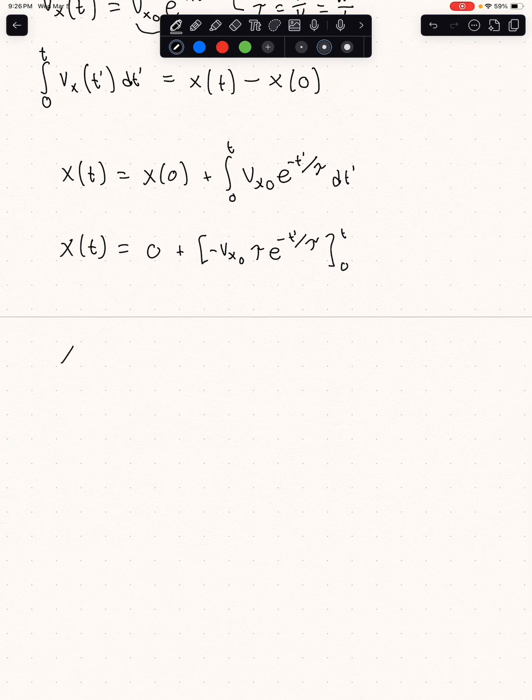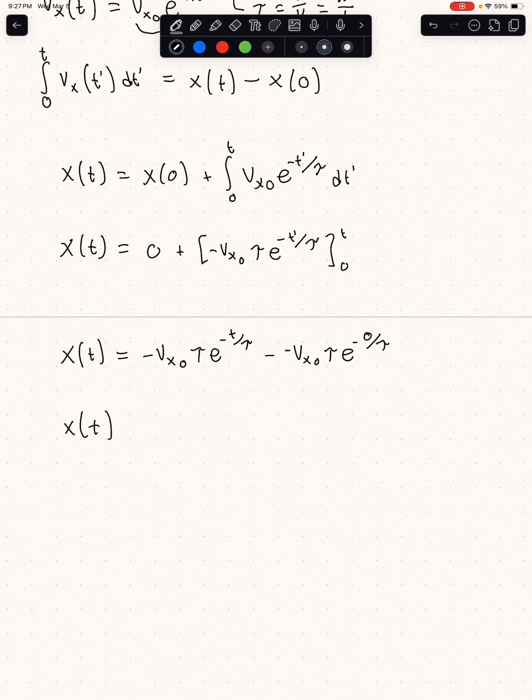And this, let's see, we can get rid of that 0 if its initial position is 0. Initial position is 0 at time equals 0. Okay, and then this guy is going to be negative vx naught tau e to the negative t over tau, minus negative vx naught tau e to the negative 0 over tau.